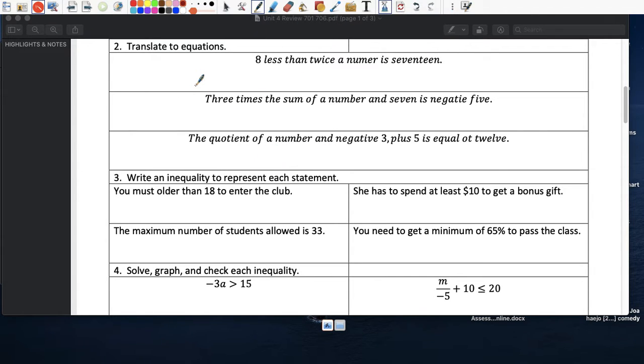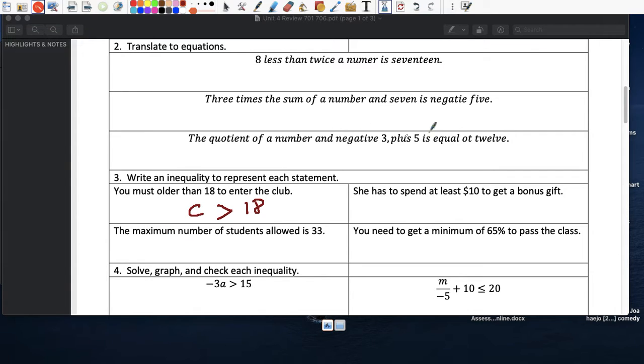You must be older than 18 to enter the club. So remember I told you guys, right? I guess the easiest setup for us is to pick the variable and the number that we're referring to. So older, club, so we're going to use C for club. And we're going to put 18 on the right side. So number on the right, variable on the left. I think it's easier if we do it that way. So what do we have to be in comparison to 18? In comparison to 18, you have to be older. So greater than 18. If you're 18, can you go in?